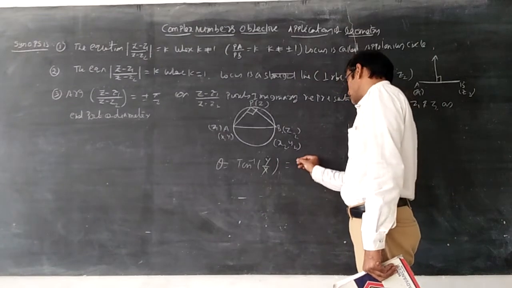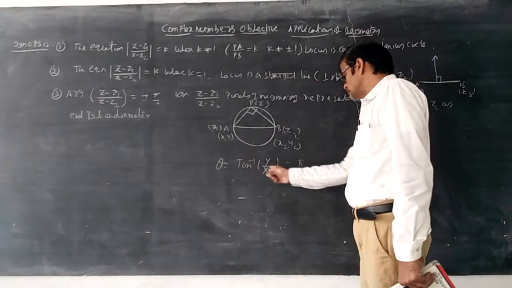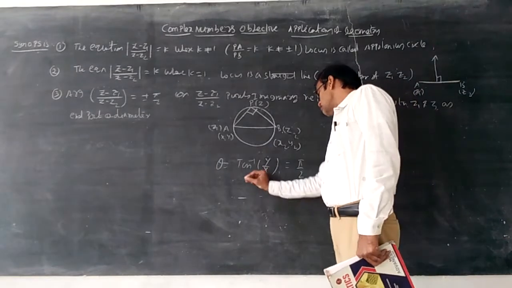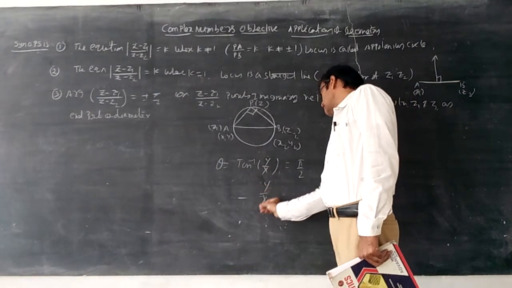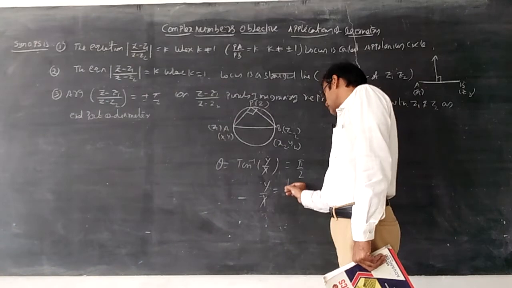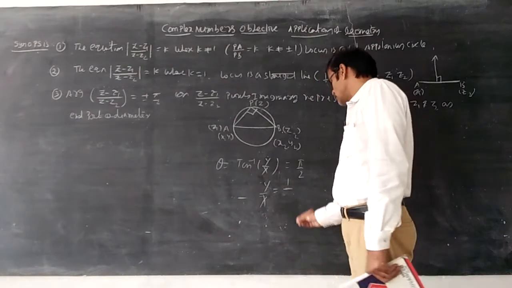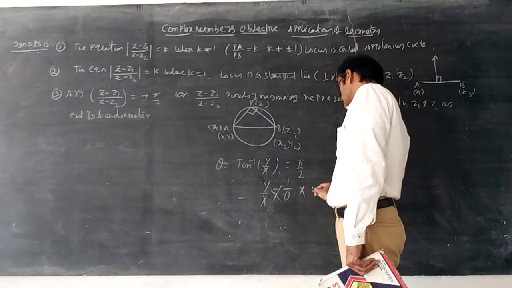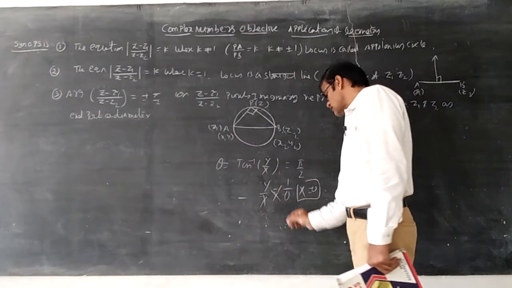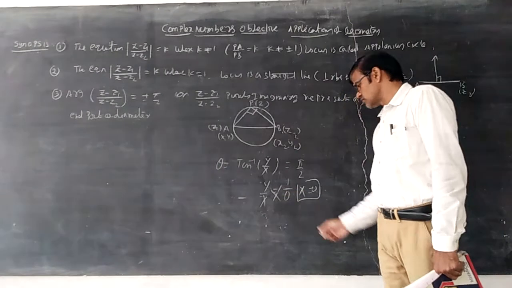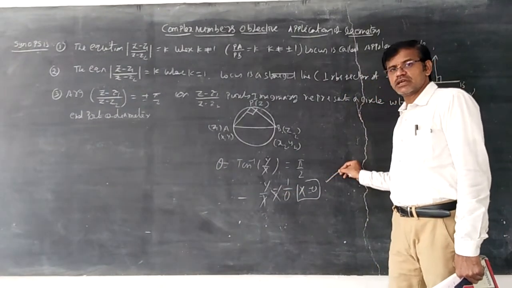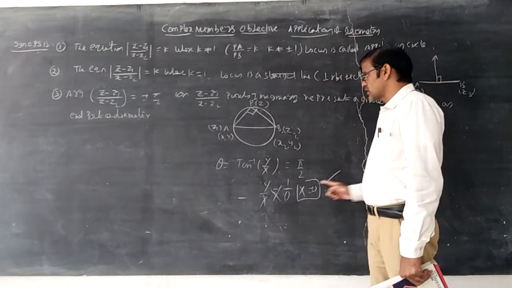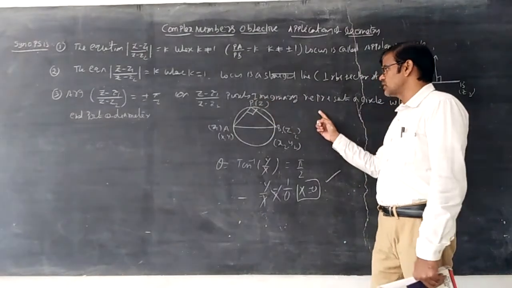If it is pi by 2, then you can simply write y by x is equal to tan pi by 2. Tan pi by 2 means infinity, so you can write 1 by 0. Take cross multiplication. It is x is equal to 0. So x into 1 is equal to 0. X means the real part. The real part is 0. That itself means it is purely imaginary.